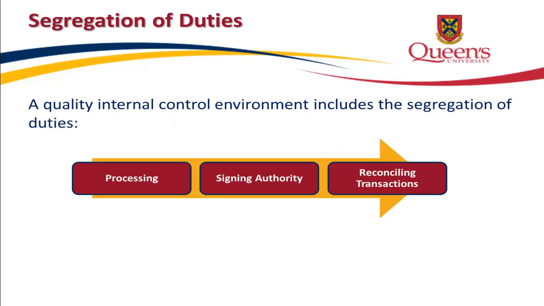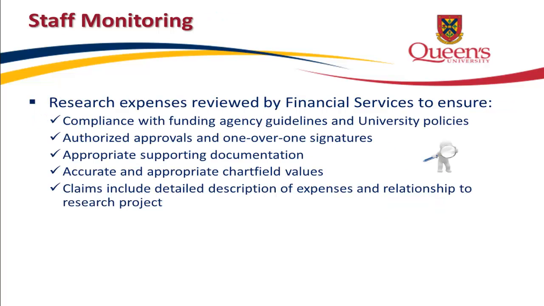Another important internal control relates to the segregation of duties. This means the different tasks should not be handled by the same individual. Research expenses are reviewed by financial services staff. Checks include compliance with funding agency guidelines, as well as university policies, authorized and 1/1 approvals, appropriate supporting documentation, and accurate chart field values. Claims must also include a detailed description explaining the nature of the expense and how it relates to the research project.